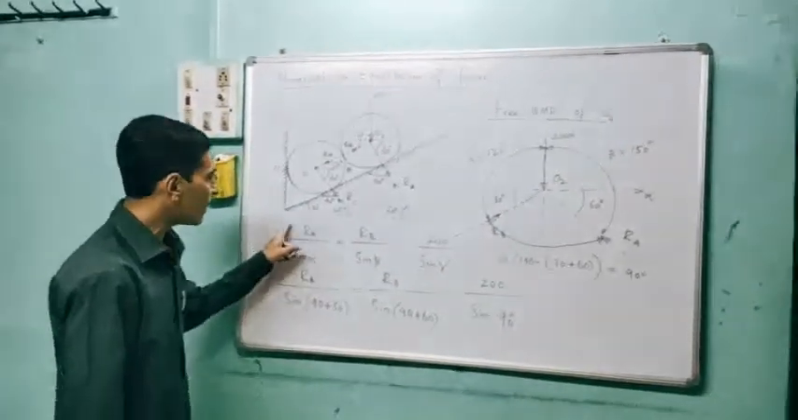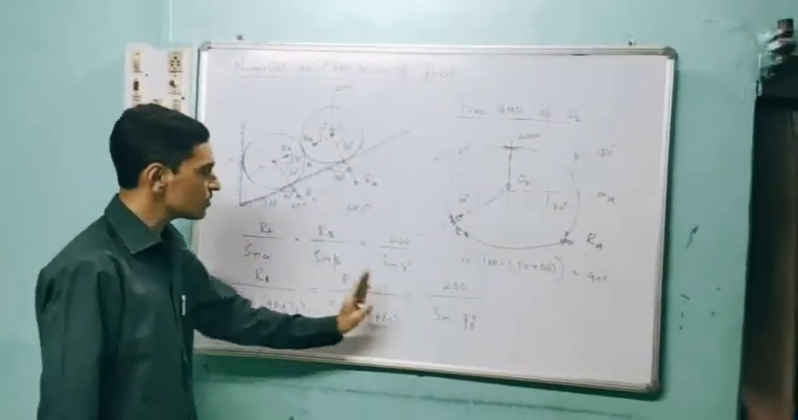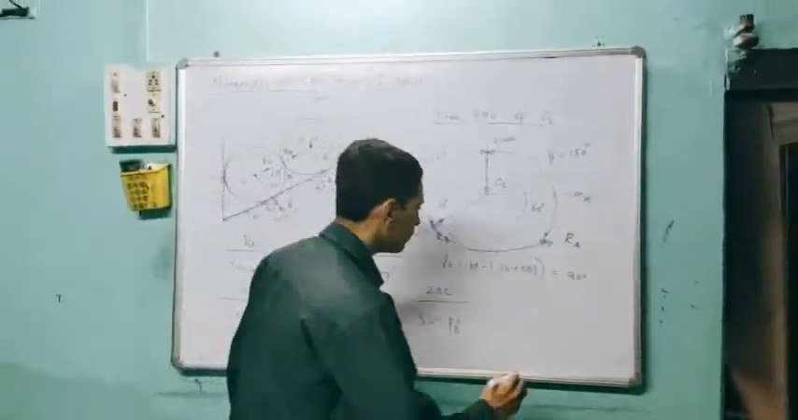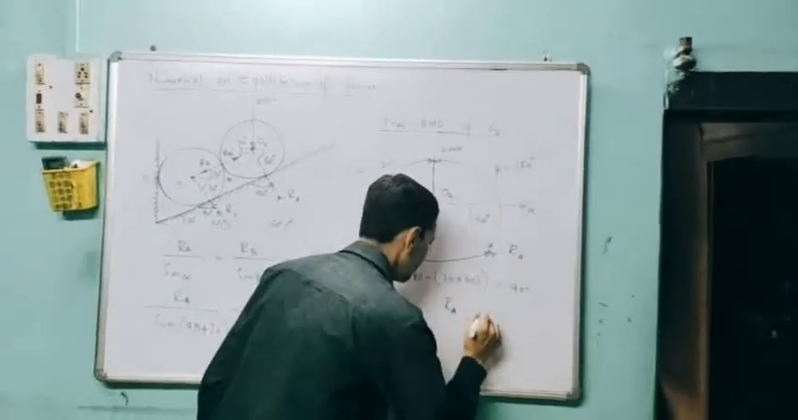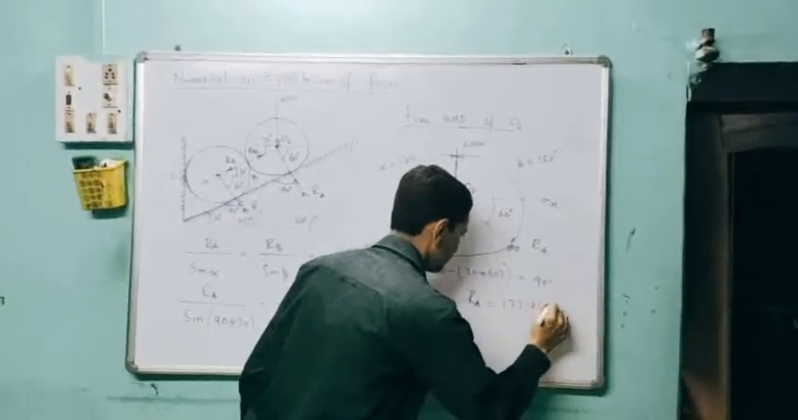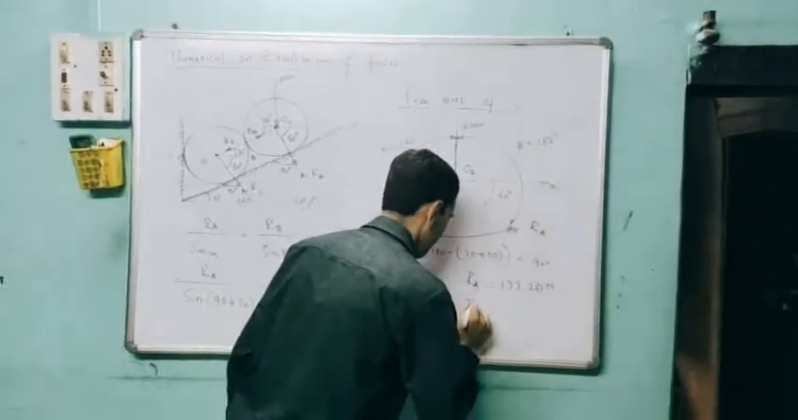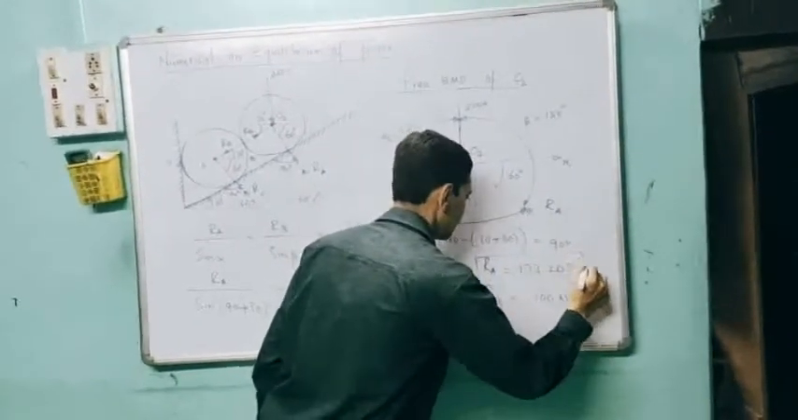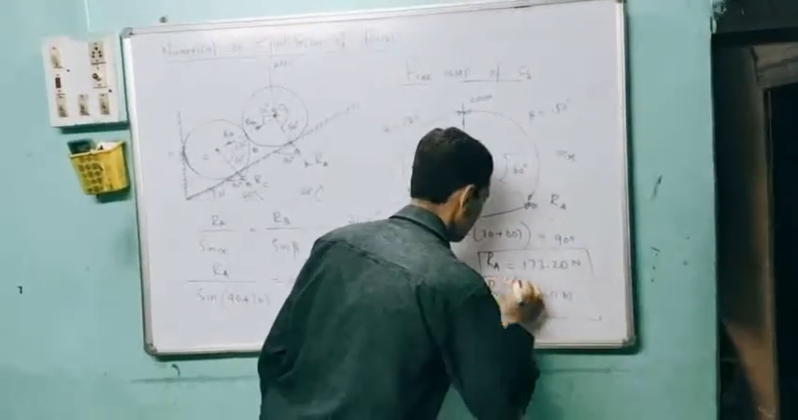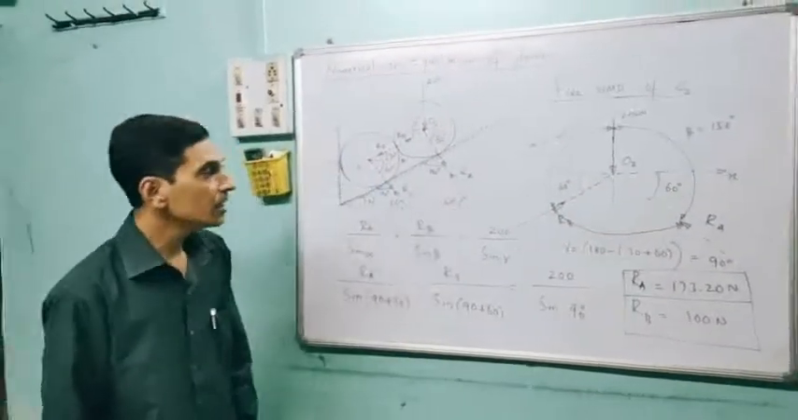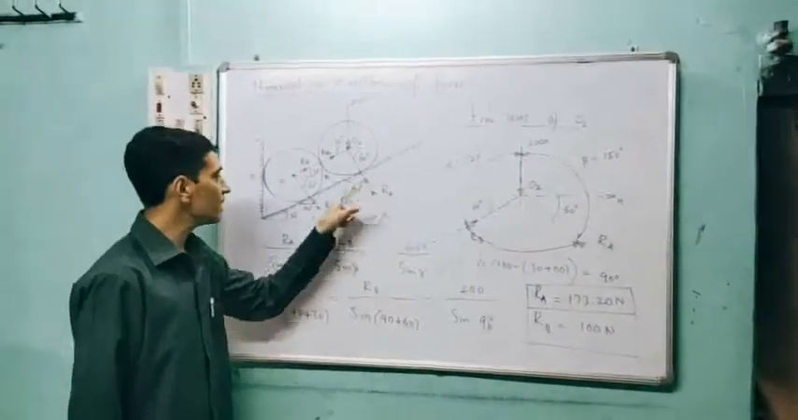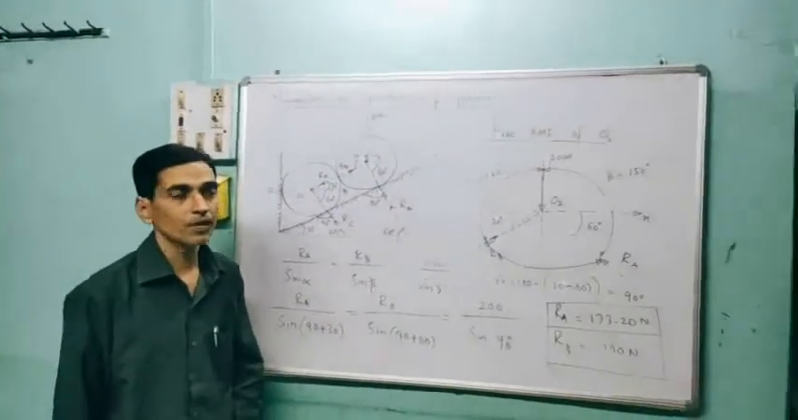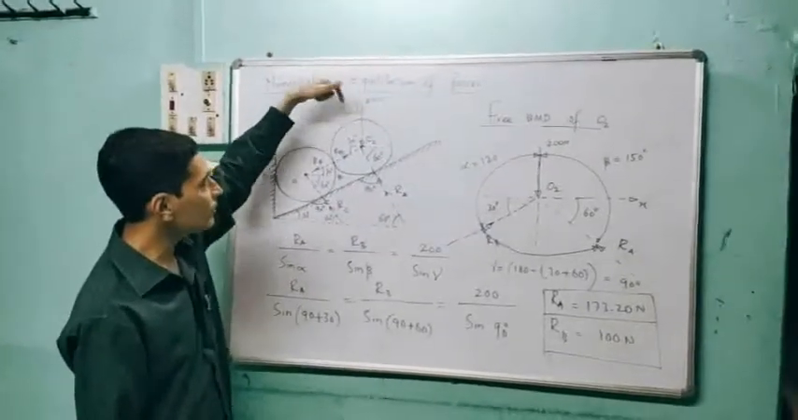Now to get the value of RA and RB, equate the first ratio and third ratio, and equate the second ratio and the third ratio. On solving, we will get the value of RA is equal to 173.20 approximately in newtons, and RB is equal to 100 newtons. These are the answers for the reactions from the contact points A and B on the roller O2. The third force is already known, which is the own weight of the O2.